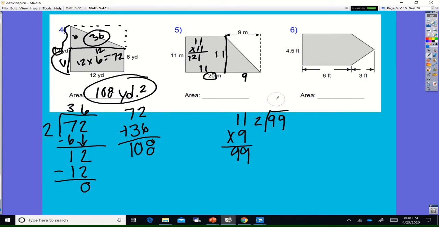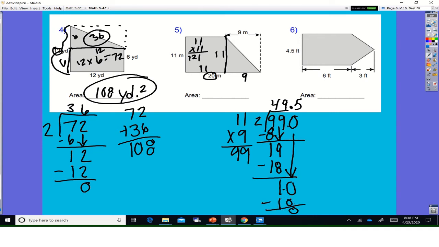2 goes into 9 4 times. 4 times 2 is 8. I subtract that. That gives me 1. I bring down the 9. 2 goes into 19. That goes in 9 times. That gives me 18. I subtract. I have 1. We're going to have to add a decimal here, so I add my decimal, and I add a 0, and I bring the 0 down. 2 goes into 10 5 times, and now we're good to go. So this right here gives me 49 and a half.